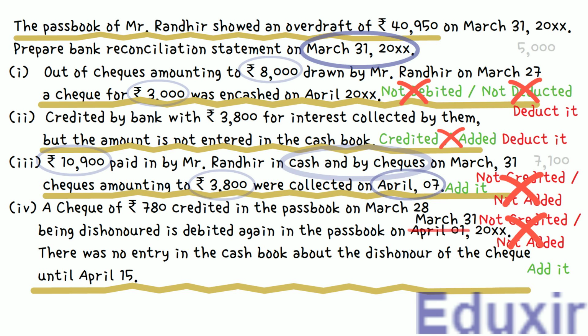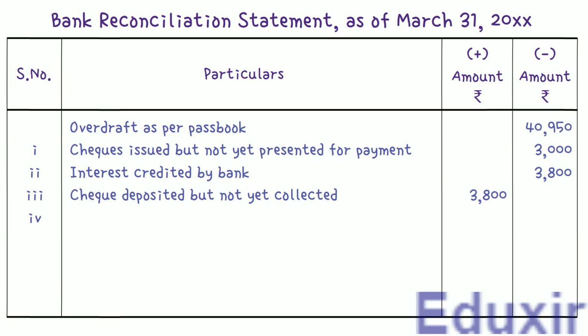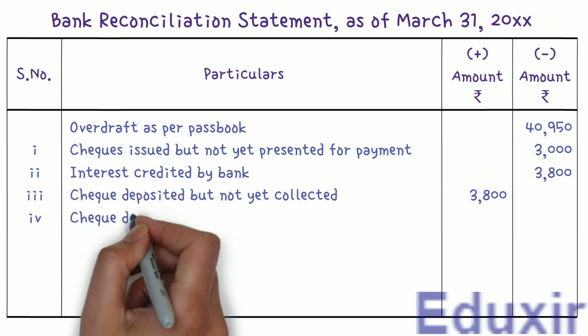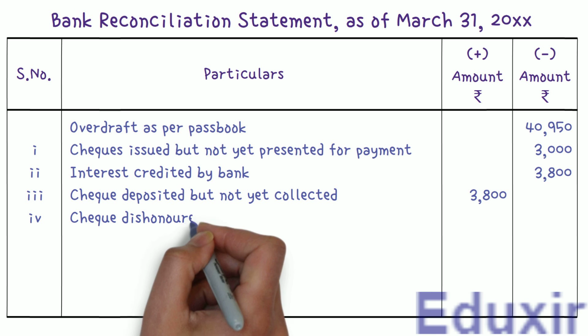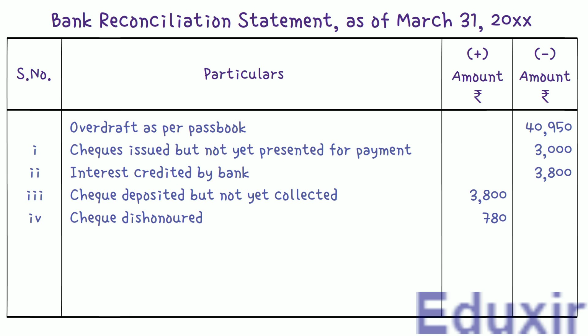With this analysis at our disposal, let us now proceed with the recording of these details into the bank reconciliation statement. Let us first write the serial number. Let us then write the particulars as check dishonored. Let us write this amount of 780 rupees in the plus amount column. That completes the recording of these details into the bank reconciliation statement. In fact, we have completed the recording of all the details in the bank reconciliation statement. The next step is to find the balance as per the cash book.